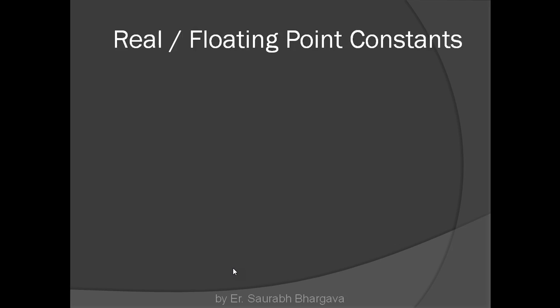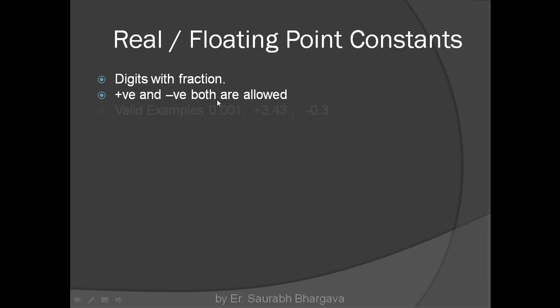Real constants or floating point constants. Real constants are the digits with fraction. Positive and negative both are allowed. By default it is positive. Valid examples are 0.001, some positive value and some negative value. So these are valid examples.